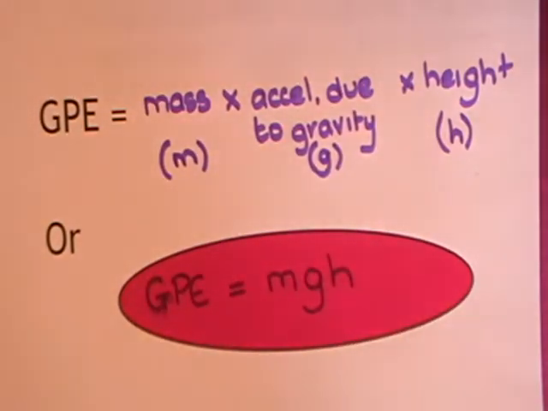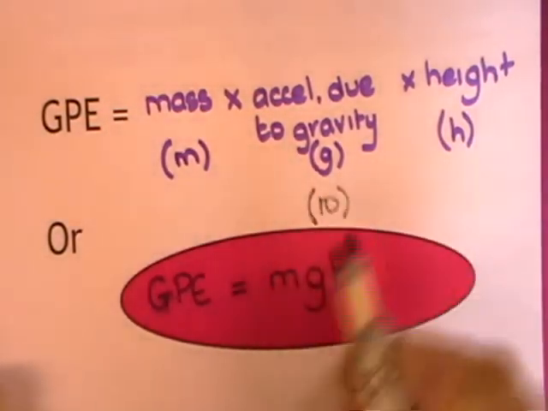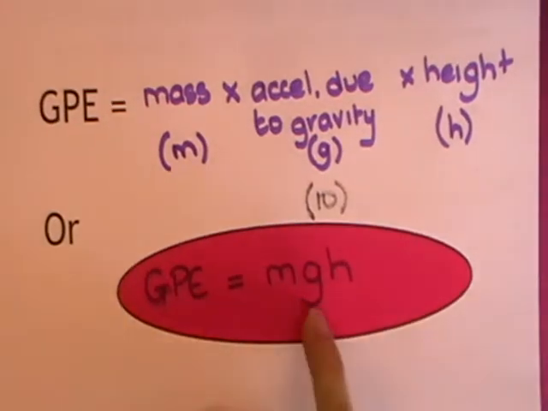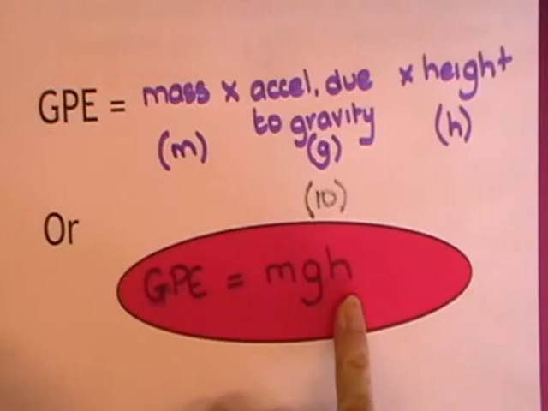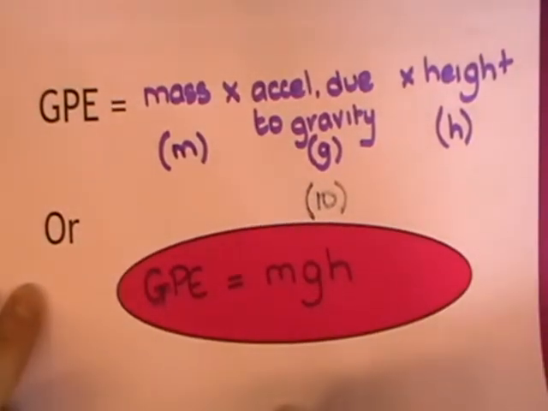Now, on the Earth's surface, the value of G is always 10. So you'll be multiplying the mass of the object by 10 and then multiplying that by the height that you reach to calculate how much gravitational potential energy you have.